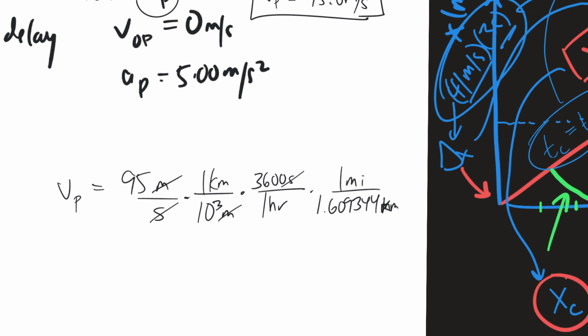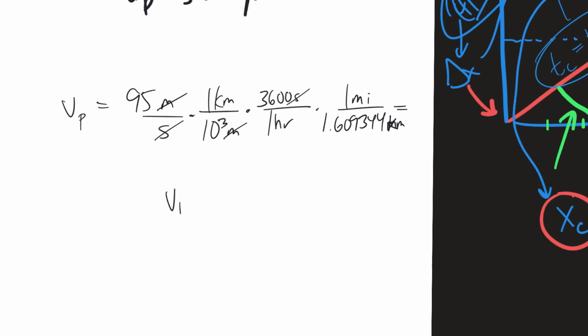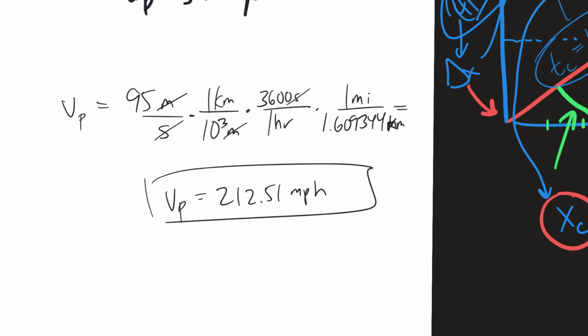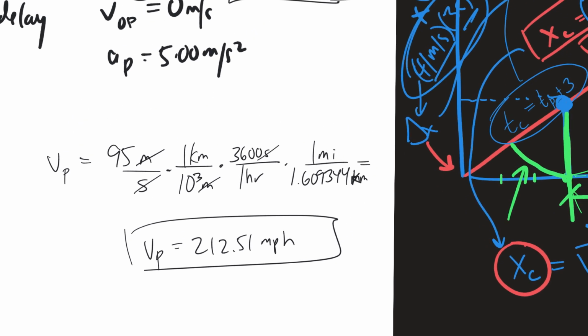Anyway, if we do this math, the velocity of the patrol car is 212.51 miles per hour. So he's cruising. So he goes from 0 to 212, or 213, I guess with sig figs 213, in how many seconds? Almost 20 seconds. But he does catch his prey. So that's pretty cool.